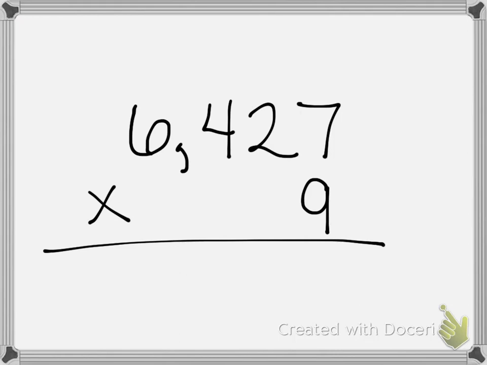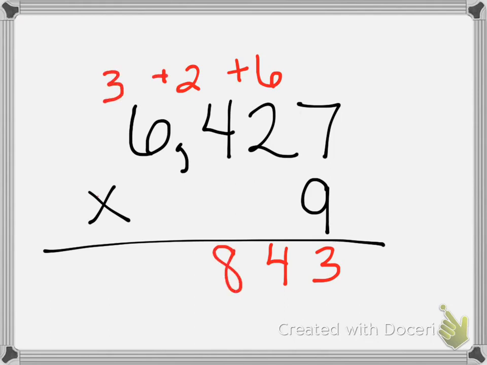One more example. 7 times 9 is 63. 9 times 2 is 18, plus 6 is going to be 24. 9 times 4 is 36, plus 2 is 38. And 9 times 6 is 54, plus 3 is 57.